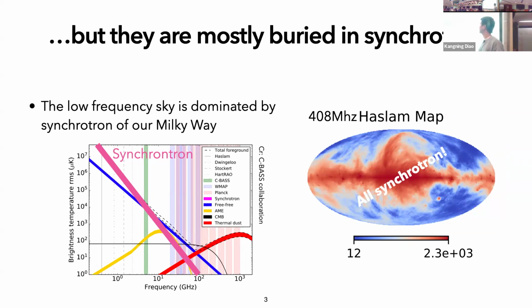In this plot, I show the amplitude of different signals as a function of frequency. You can see that below 5 gigahertz, the synchrotron dominates over all kinds of signals, which means, and this plot is in log scale, the synchrotron is orders of magnitude brighter than any other signal we want to observe. For example, on the right, I show a 400 megahertz Haslam map. We're supposed to see the 21 centimeter signal from post-ionization here, but all you can see in this plot is synchrotron. The synchrotron is 10 to the 4 or 5 times brighter than the signal we want to observe, and that's a big problem. So we really want to remove it.